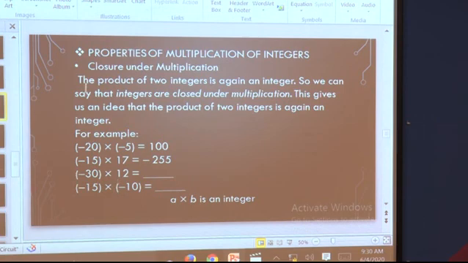In short, for closure under multiplication, we can write simply that a into b is an integer. Okay, everyone understood? You can form your own examples similar to mine and find out what closure under multiplication is.